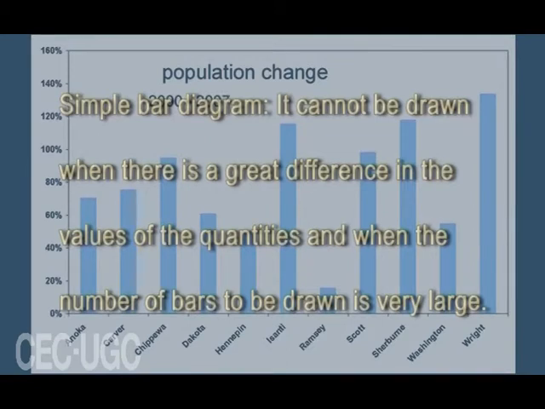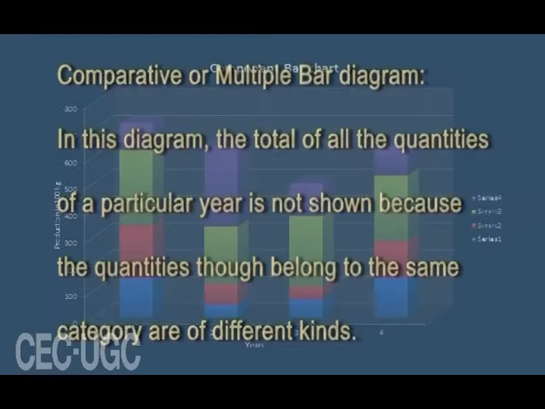Simple bar diagram. It cannot be drawn when there is a great difference in the values of the quantities and when the number of bars to be drawn is very large. Comparative or multiple bar diagram. In this diagram, the total of all the quantities of a particular year is not shown because the quantities, though belonging to the same category, are of different kinds.